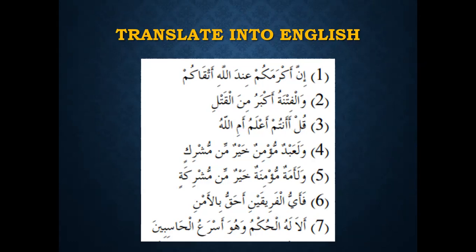وَلَعَبْدٌ مُؤْمِنٌ خَيْرٌ مِّن مُشْرِكٍ. This lam is lam of ta'keed. So indeed the believing slave is better than a mushrik, idolater. Khayr is actually better than, ya akhiya. وَلَأَمَةٌ مُؤْمِنَةٌ خَيْرٌ مِّن مُشْرِكَةٍ. The believing slave girl is better than the non-believing or the mushrik.